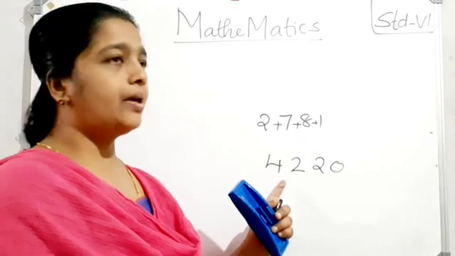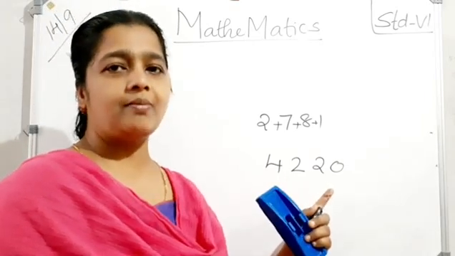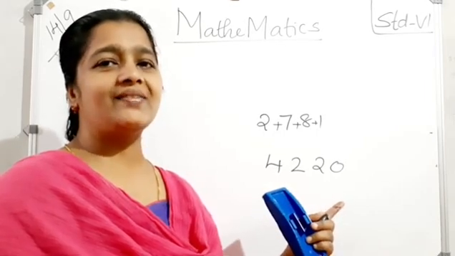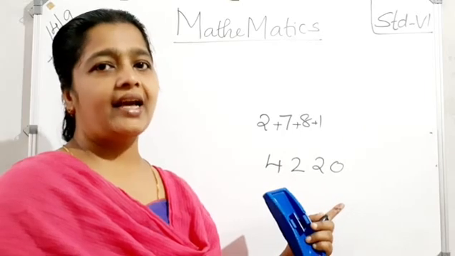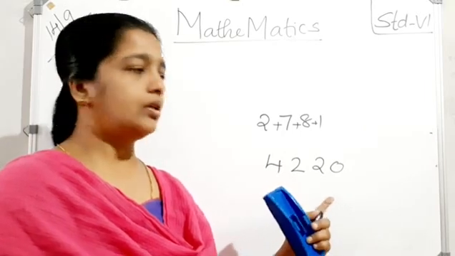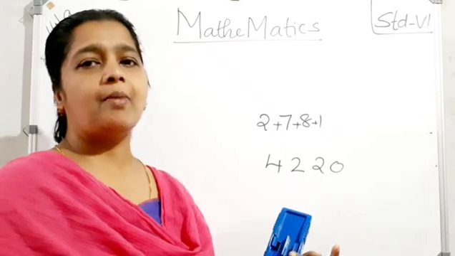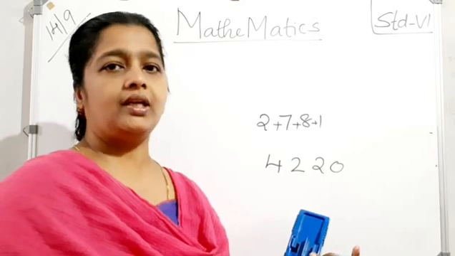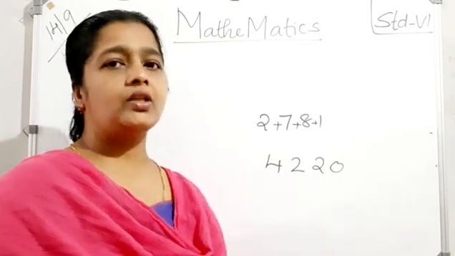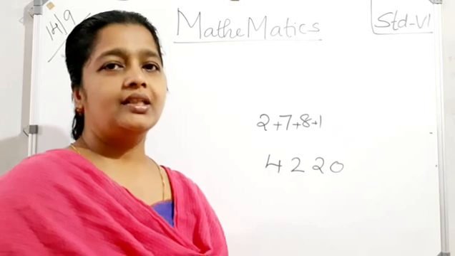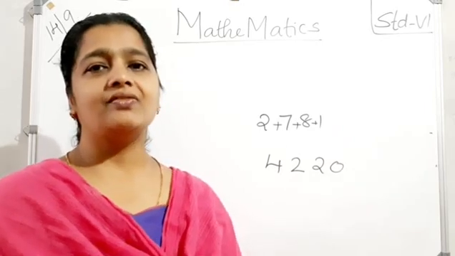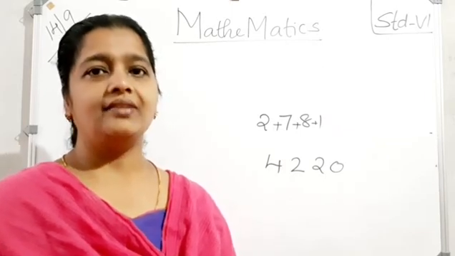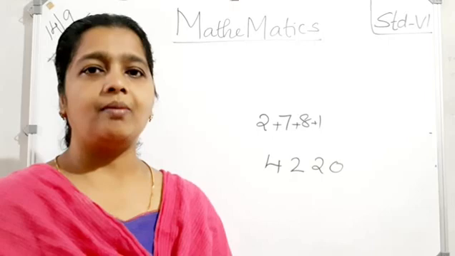Check whether this number is divisible by 4. Say the divisibility by 4. If the last two digits form a multiple of 4, then we can say that the number is divisible by 4. So here 20. 20 is a multiple of 4, or 20 is divisible by 4. So we can say that 4220 is divisible by 4. Then say the divisibility by 5. Very simple. Yes, if the last digit is 5 or 0, then we can say that the number is divisible by 5.